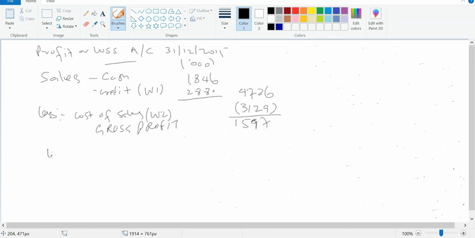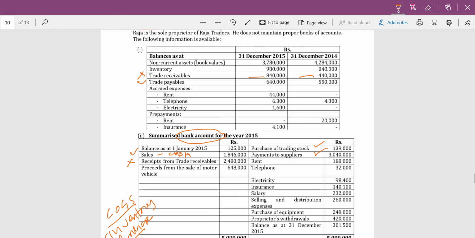Now let's continue. Less other expenses. Let's move on to the rent expenses. Paid 188,000. However, you are given accrued expenses, rent, closing is 44,000, and there is a prepayment account of 20,000.